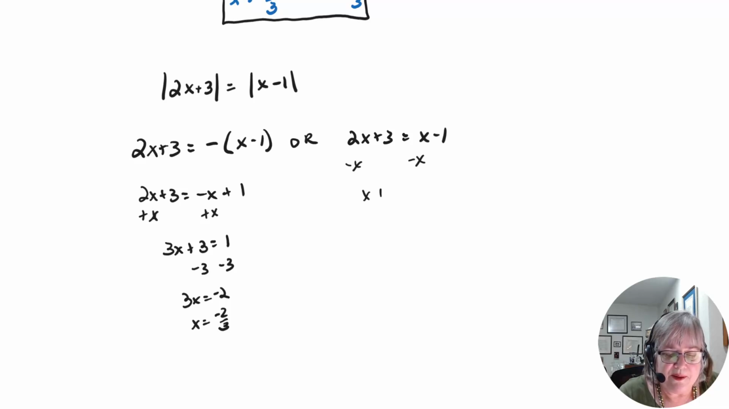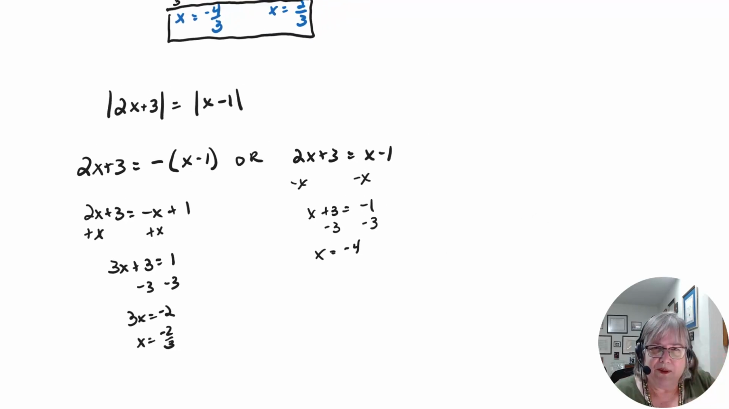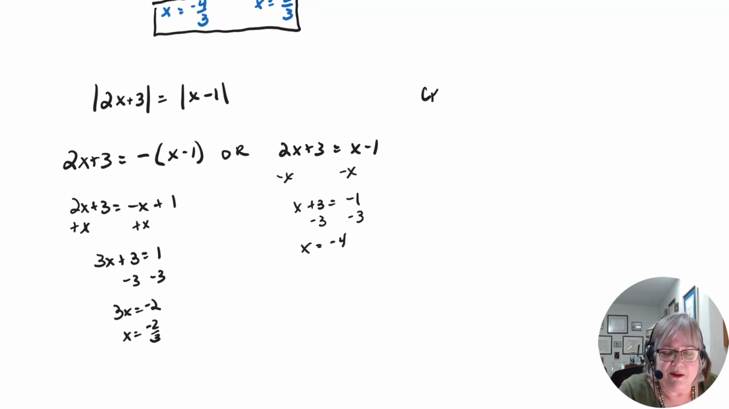So x plus 3 is equal to negative 1. Get our constant on the other side. So I'm thinking x is minus 4, x is minus 2/3. I don't know. Okay, so when you do this on a test, let's say your teacher did this to you, you would put these and check them.